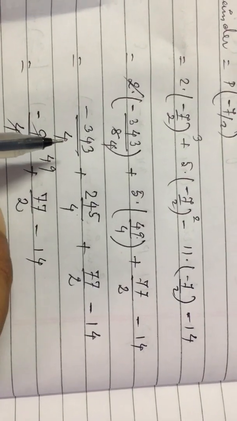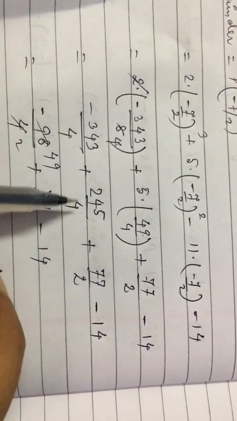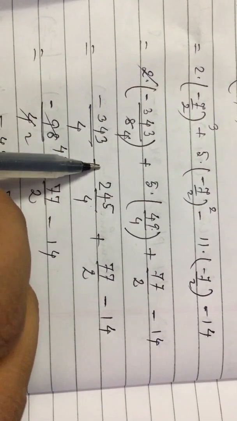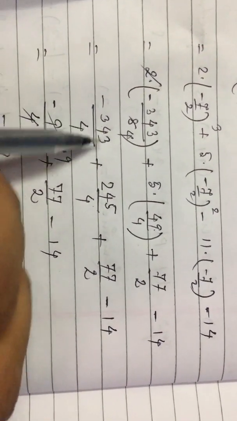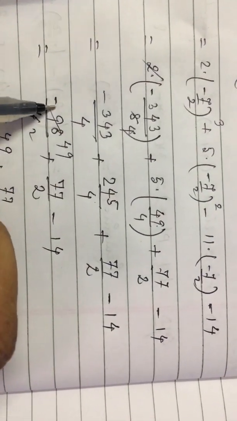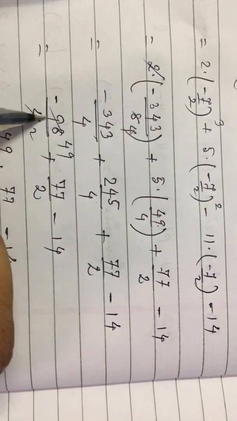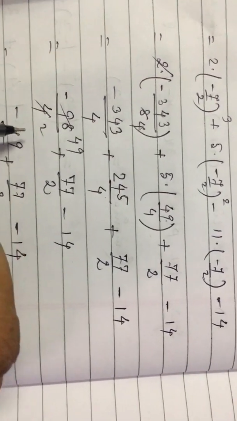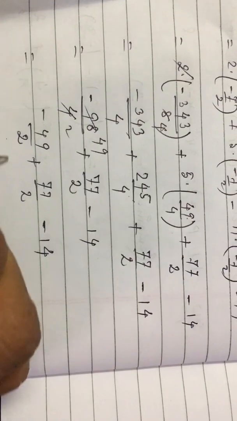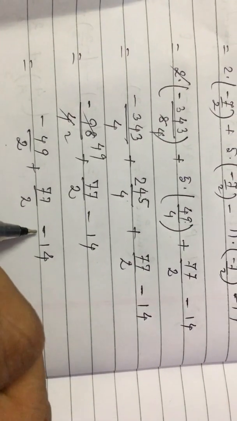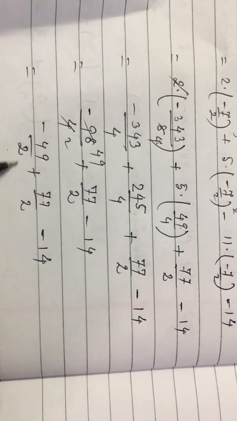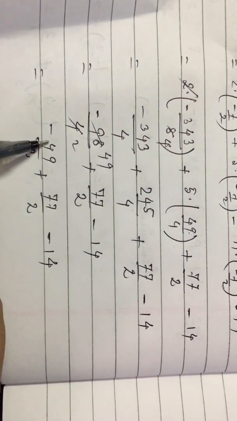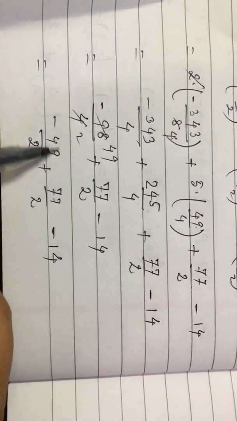Since denominators are same, 4 and 4, we can add and subtract the numerators, since minus and plus signs are there. So minus 343 plus 245 minus 98, and try to cancel it by 2. 2 2s are 4, 2 4s are 8, and 2 9s are 18. Minus 49 by 2 plus 77 by 2 minus 14. Since again denominators are same, we can add or subtract the numerators.